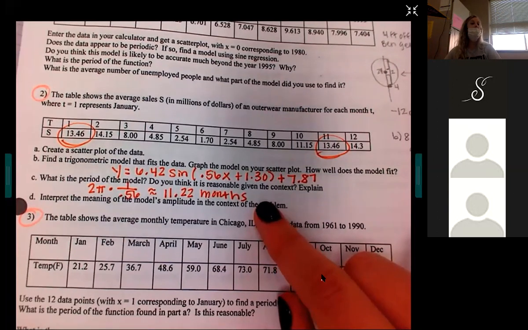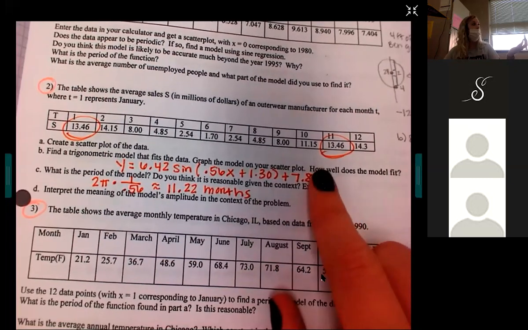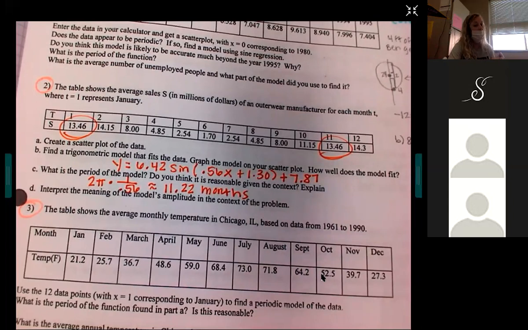That's what you would write down. Do you think it is reasonable? Yes, because it's close to 12 months. Or yes, because January is the same as November. Or yes, your explanations could vary. Are we okay with that? As long as you say something like that, that makes sense and talks about the period repeating after 11 months, I'm good. You say something crazy like, yes, because January and July are the same, I'm gonna be like, what the freak are you looking at? Okay? All right, the next one.